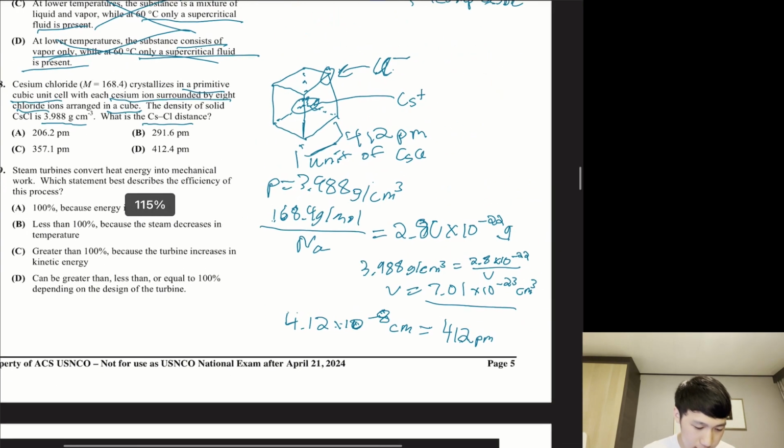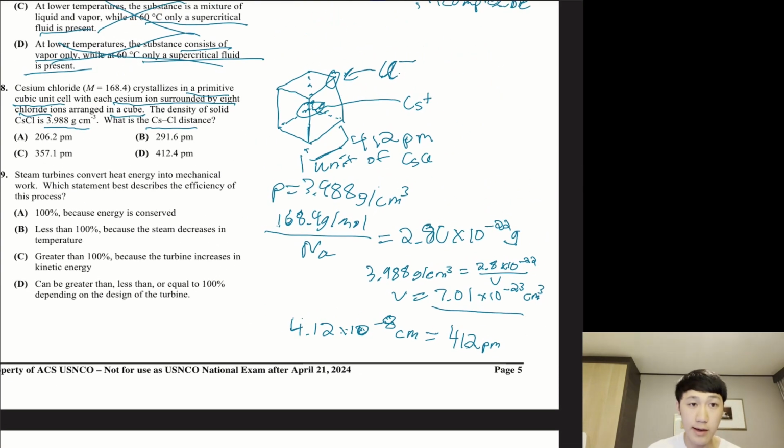Now, what they're asking us is to figure out what the Cs-Cl bond length is. You can imagine that that's going to be the distance between one of the corners and the center of the cube. The way we can find that is by figuring out the diagonal that goes through the center of the cube, like so. And if you know geometry, the diagonal through the cube is equal to the square root of 3 times the edge length. So let's call that diagonal D.